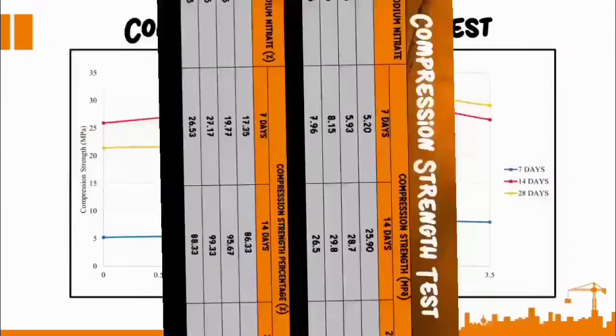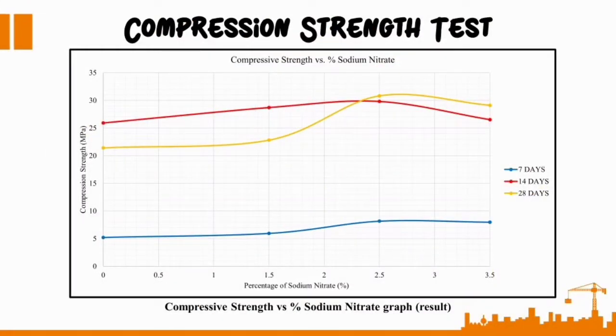This graph shows the readings of the compressive strength for 7 days, 14 days and 28 days, which increase until 2.5% of sodium nitrate and decrease afterwards. For example, on the sample of 1.5% of sodium nitrate, it kept increasing from 5.20 MPa up to 8.15 MPa and dropping down to 7.96 at 3.5% of sodium nitrate. This indicates that it has reached its maximum compressive strength, which is at 2.5% of sodium nitrate, and the hydration energy has come to an end.